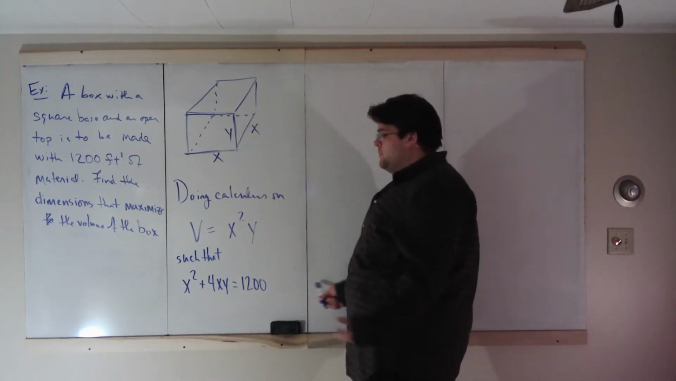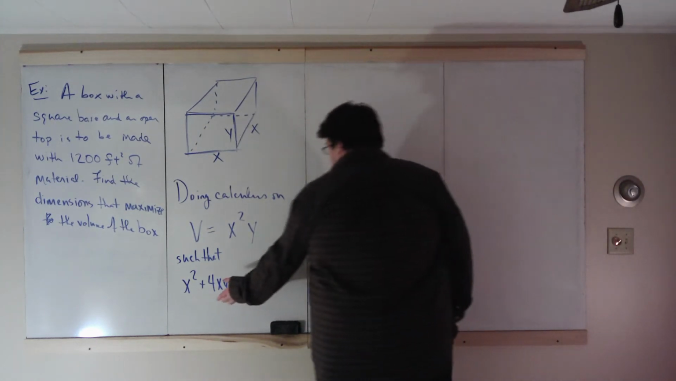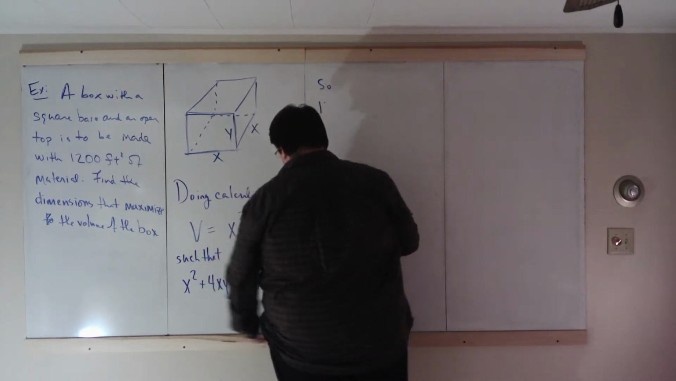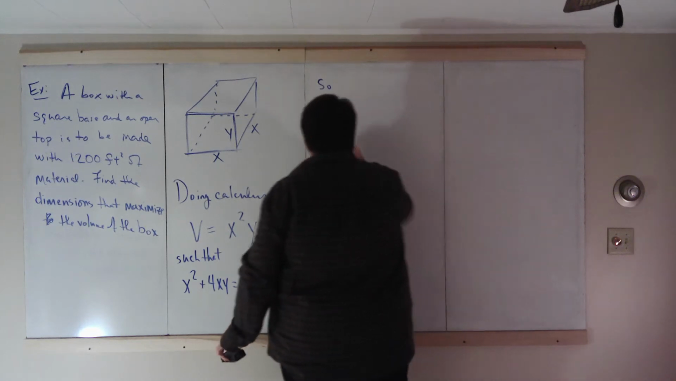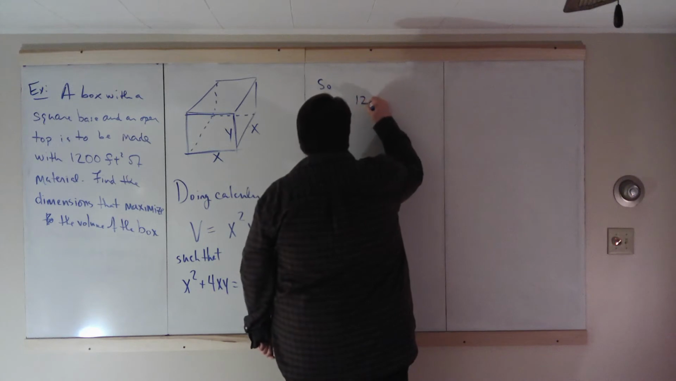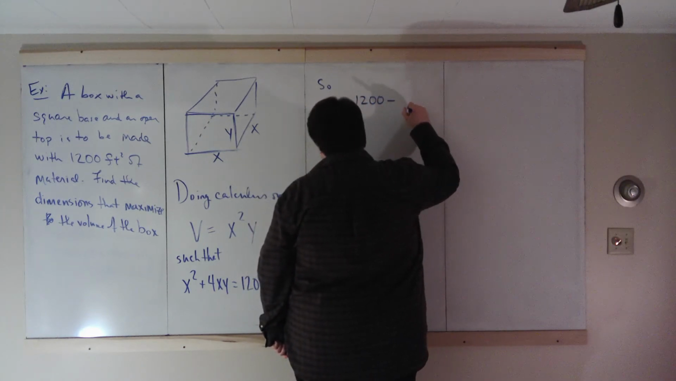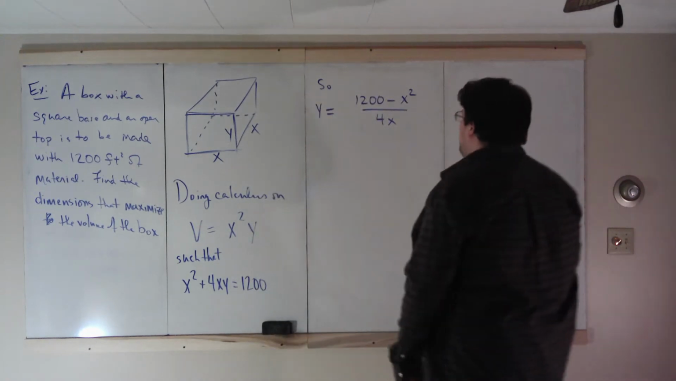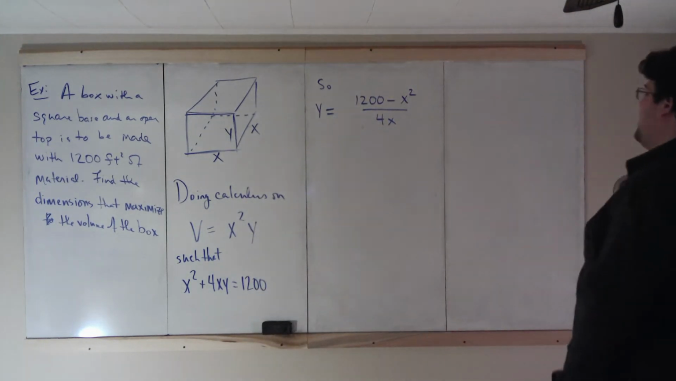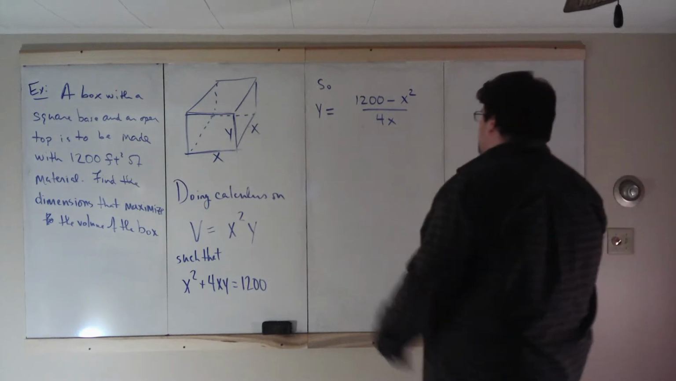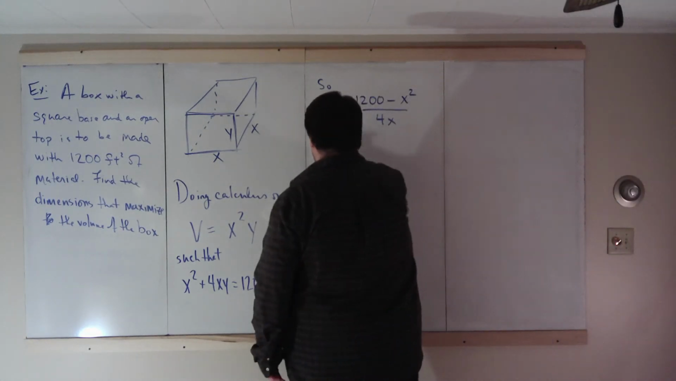Well, we can use this to eliminate a variable. I'm going to solve this again for y. So I'll say, y equals, not 1,200 equals. So y equals, we'll solve it for y. What do you get? You get 1,200 minus x squared over 4x. I'm not going to simplify that. But we have now solved for y, so we can eliminate the y from our volume function.